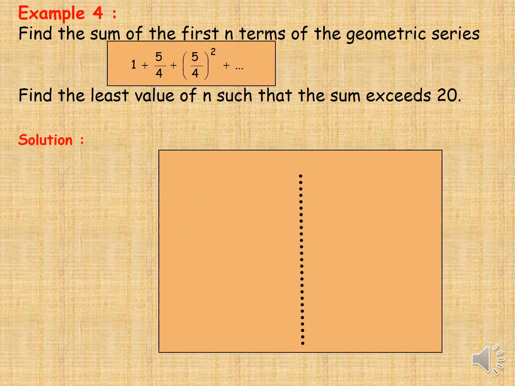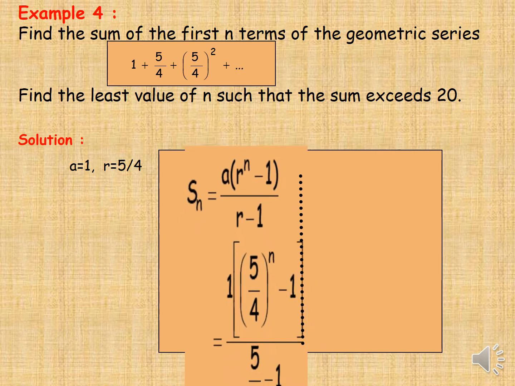Example 4. Find the sum of the first n terms of the geometric series 1 plus 5 over 4 plus 5 over 4 squared plus up to infinite numbers. Find the least value of n such that the sum exceeds 20. From the series, we get a is equal to 1, r is equal to 5 over 4. Substitute a and r into the Sn formula.